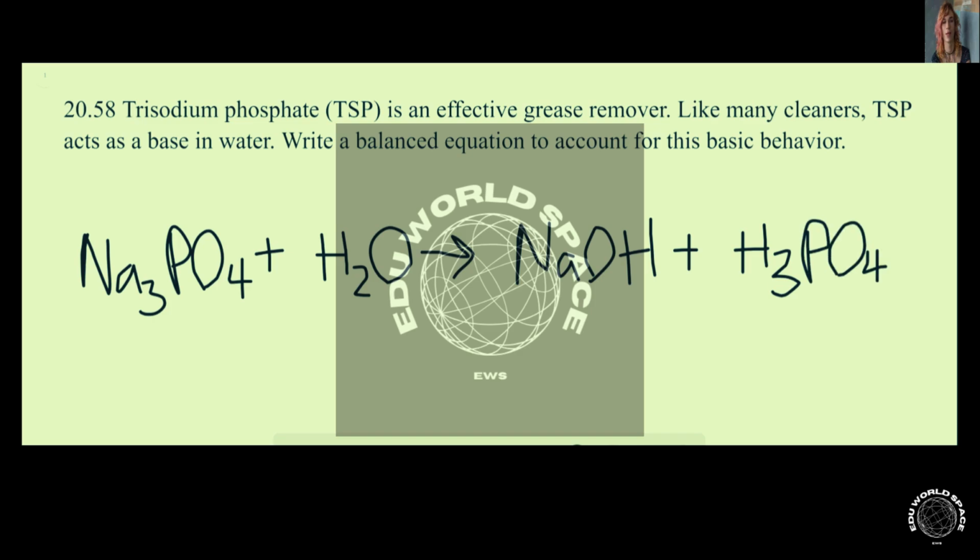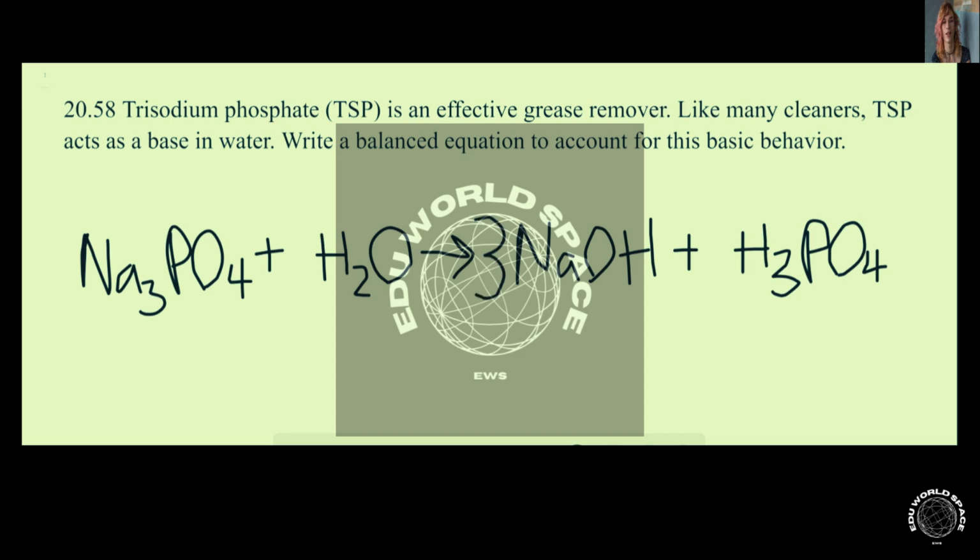So all that's left is to balance this equation. So on the left-hand side in my reactants, I have 3 sodium atoms, and on the right-hand side, I only have 1 from sodium hydroxide. So let's put a coefficient of 3 in front of sodium hydroxide.